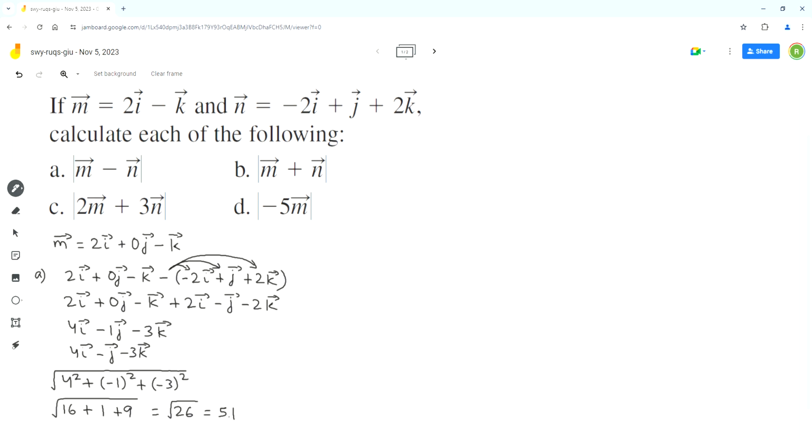Now we can analyze part B. In part B, we have to find the magnitude of m plus n. So first we'll find the sum of m and n vectors. Now we can add the i, j and k terms.